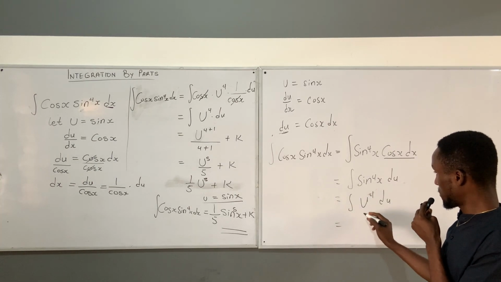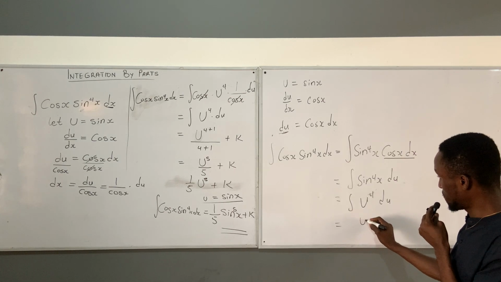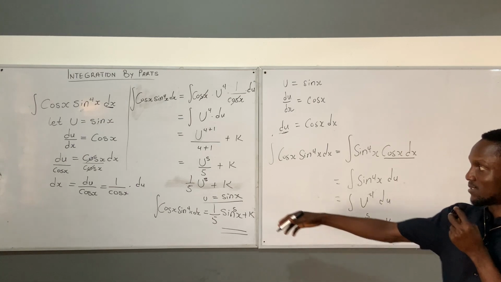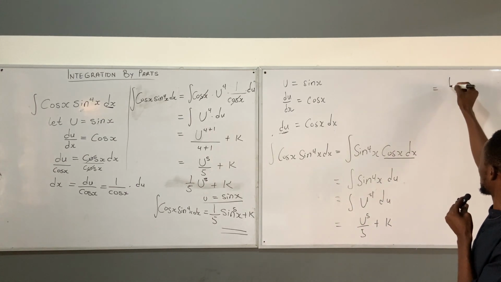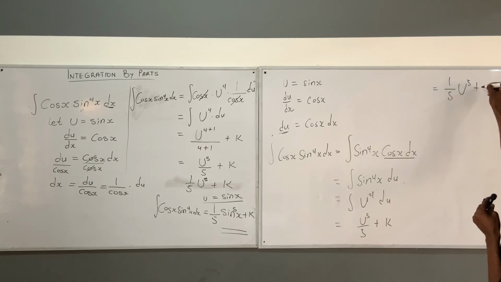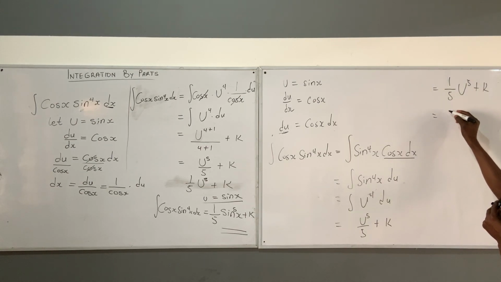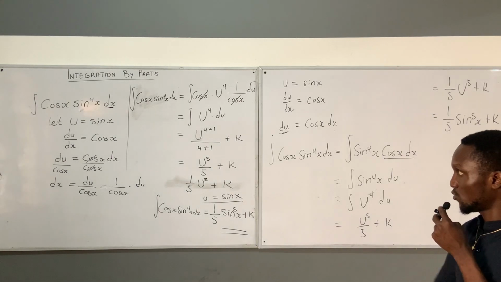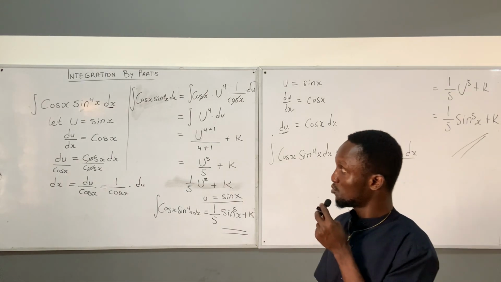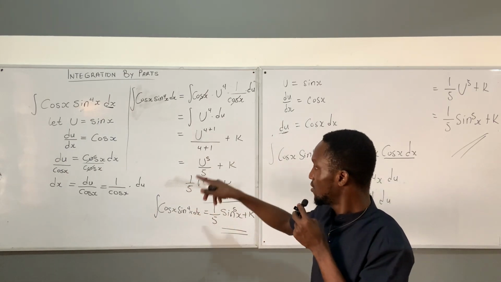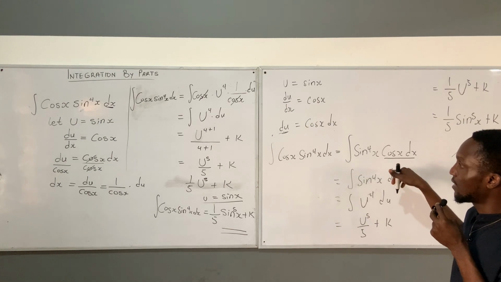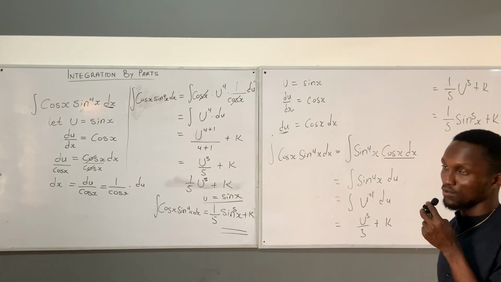So now when we integrate this, what are we getting? We have u to the power 5 over 5 plus k, which is what we got here, which is the same as 1 over 5 u to the power 5 plus k. When we substitute the result, we have 1 over 5 sine to the power 5 of x plus k. And this is your final answer. You can choose which one you want. Either you make dx the subject, it will cancel out, and you get your answer. Or you make du the subject, you replace it here, and you continue from where we ended to complete the calculation. So this is all for this one.